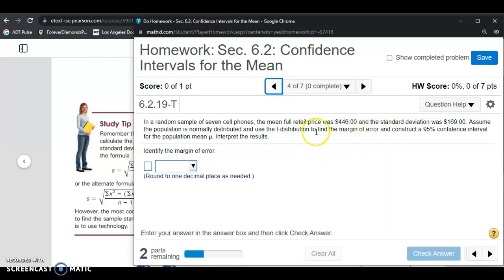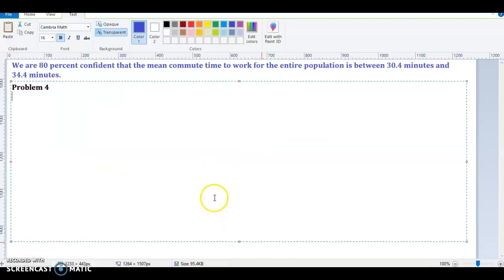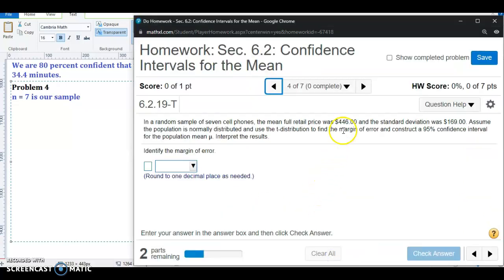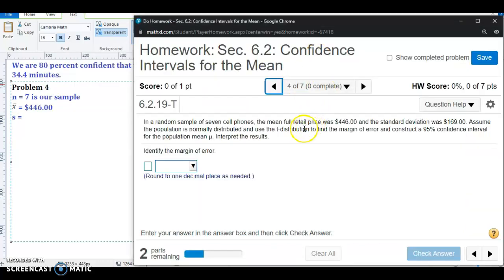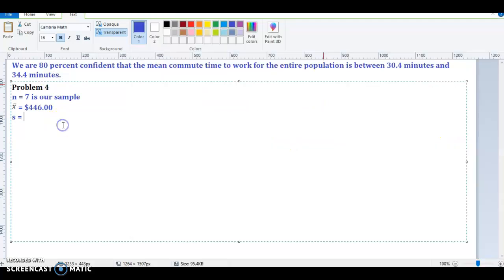Before we jump into the problem, let's quickly summarize what we know. Our sample size is 7, so n equals 7. The mean cell phone price of the 7 phones in our sample is 446, so x bar is equal to 446. And the standard deviation of the prices of the cell phones in our sample was 169.